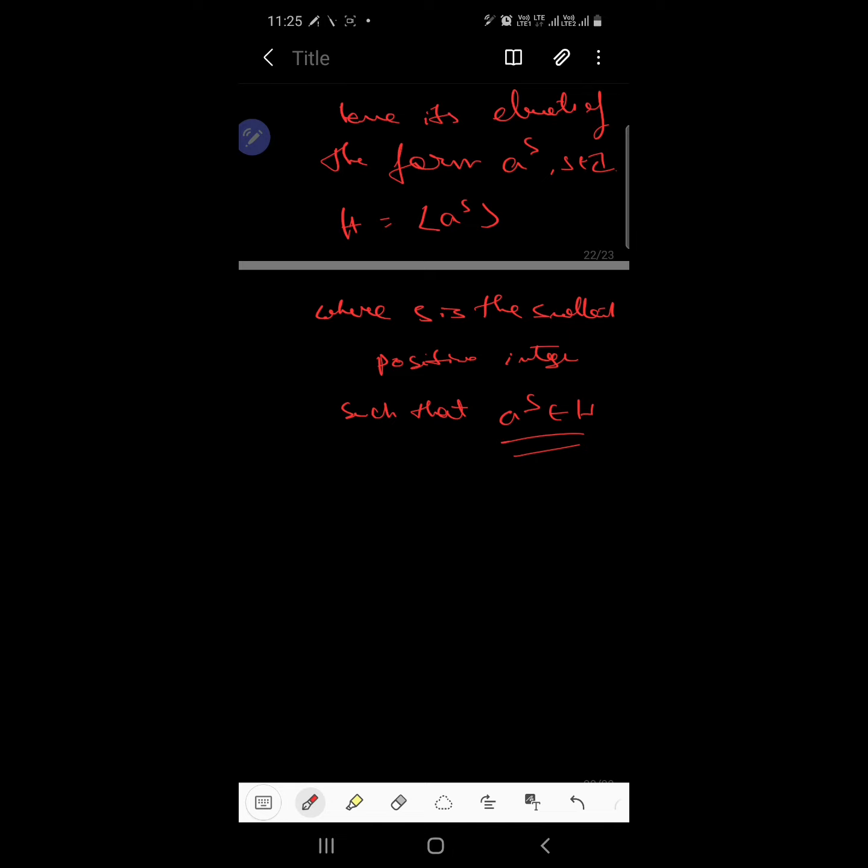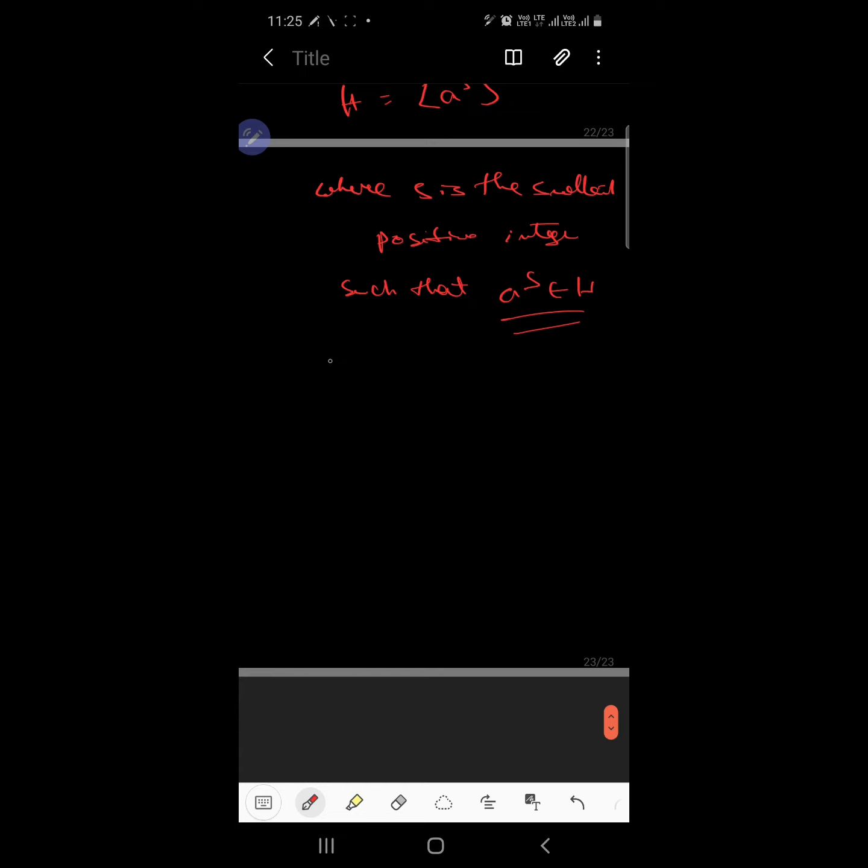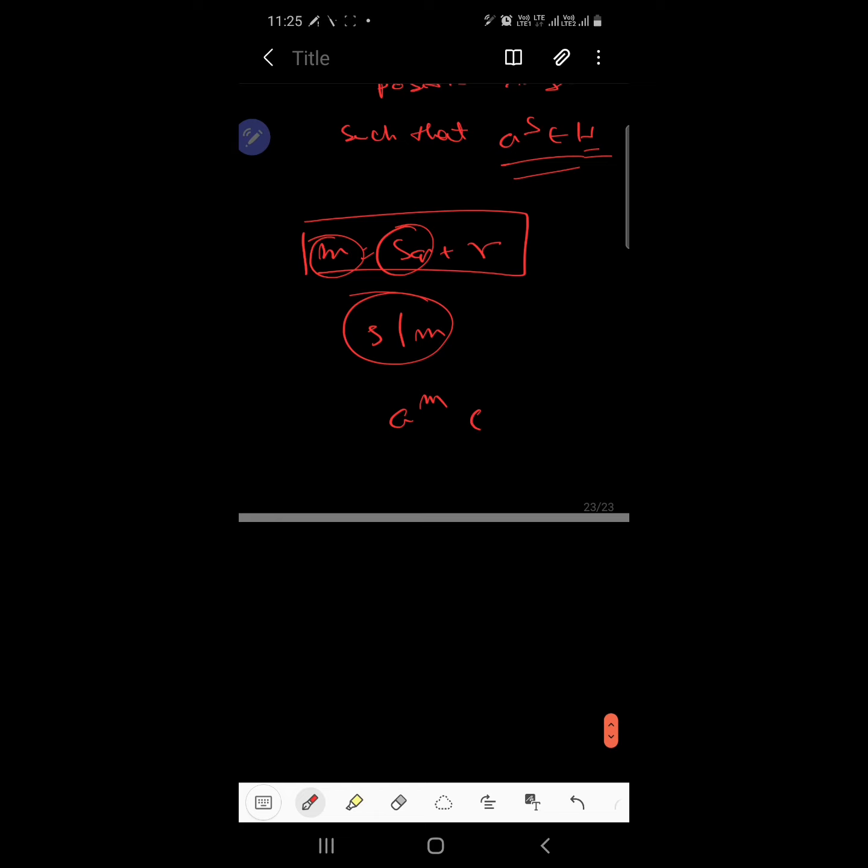Basically what we need to do is take some m to be sq plus r, and then we need to show that for a to the power m belonging to H, s must divide m. That is, m must be of the form sq, and from that we can say that all the a^m which belong to H are always of the form (a to the power s) whole to the power q belonging to H, which directly implies that a to the power s is a generator of H. Okay, so you can easily prove it on your own. I just gave you an idea.